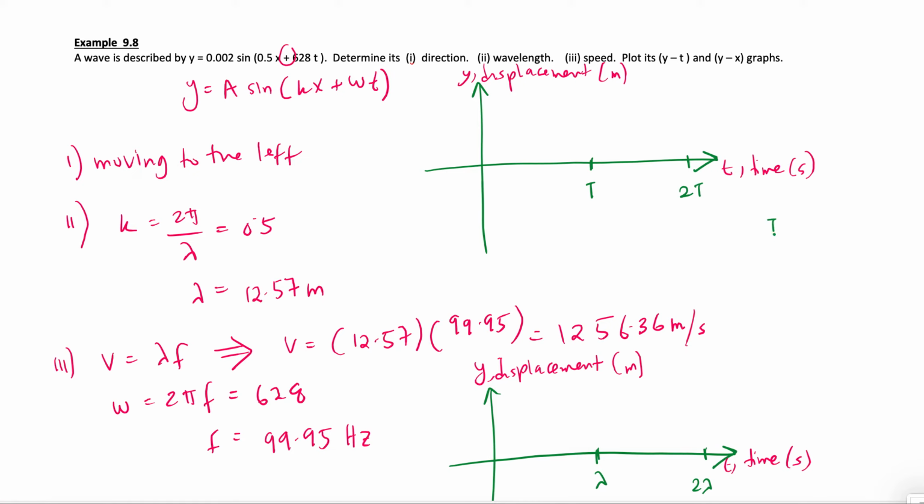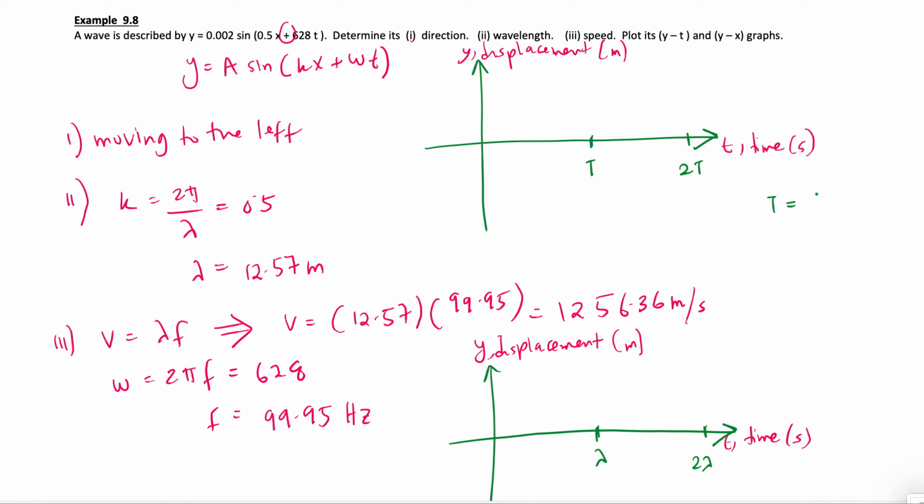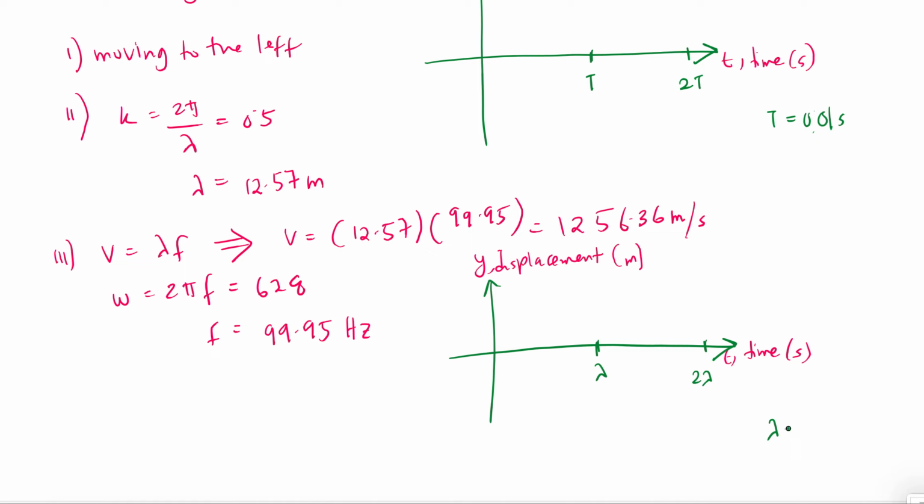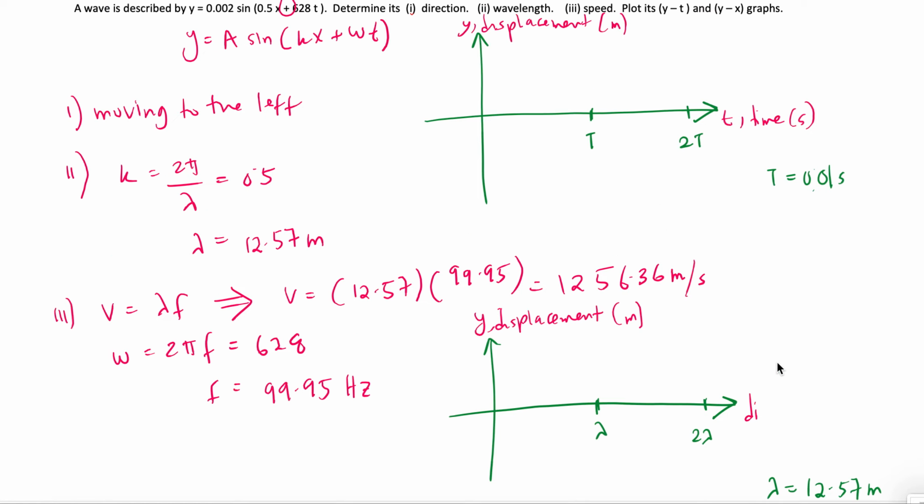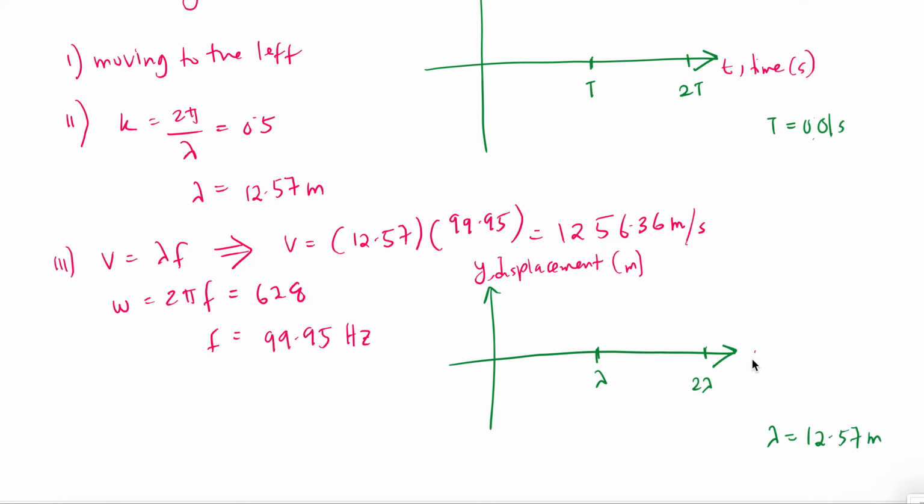So I need to figure out what my T is. It is 1 divided by 99.95, that is 0.01 seconds. And lambda is 12.57 meters. Oh, this is not time, I made a mistake. This is distance. Let's label this as x, distance, because the book does it like that, so we just follow.